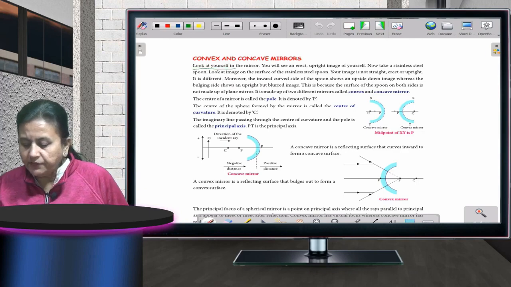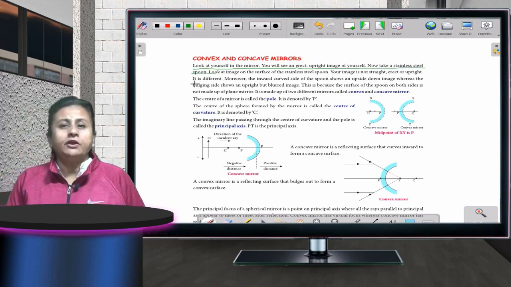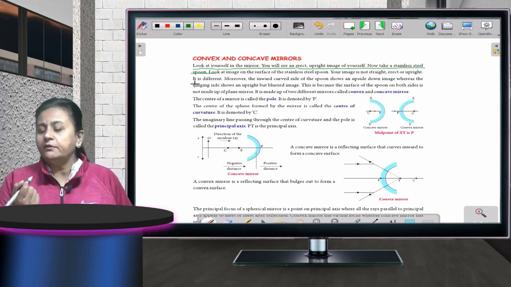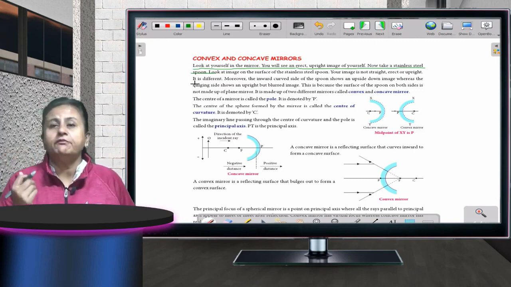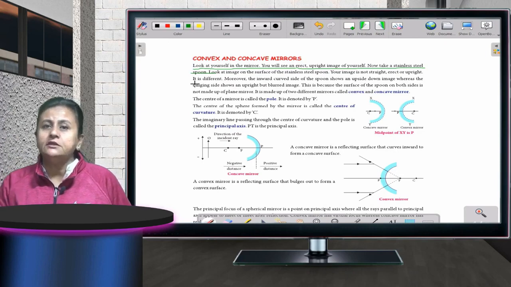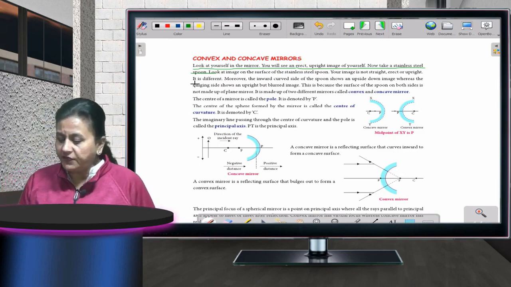Look at yourself in the mirror. You will see an erect, upright image of yourself. Now take a stainless steel spoon. Everyone must have got a spoon. Go and get a spoon and right now see how you look in that spoon. You would be finding your image inverted. The image formed is inverted. It is not clear. It may be blurred.